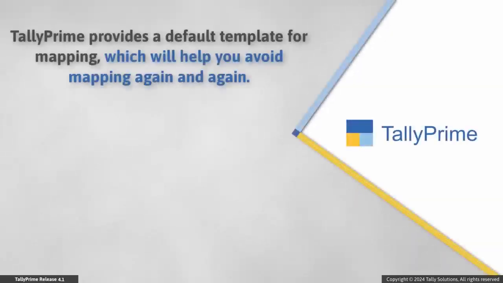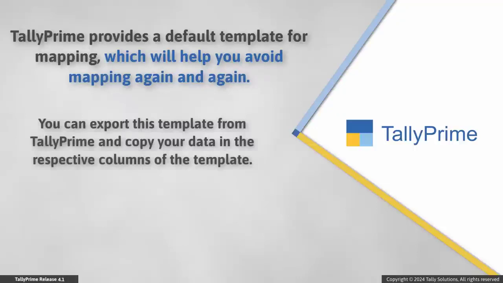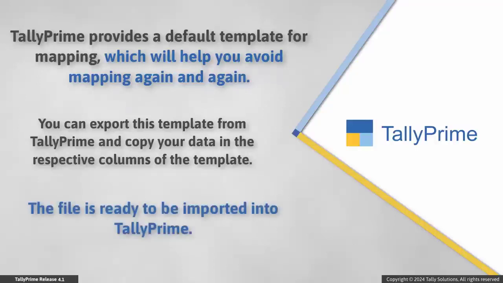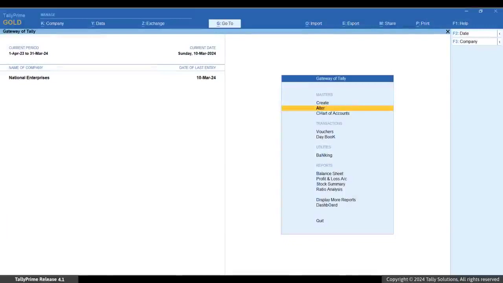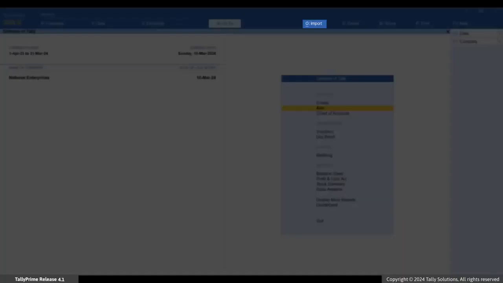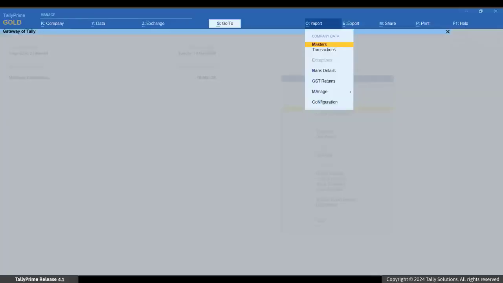Tally Prime provides a default template for mapping, which will help you avoid mapping again and again. You can export this template from Tally Prime and copy your data in the respective columns of the template, and the file is ready to be imported into Tally Prime. To export the default template, press Alt+O, Import.